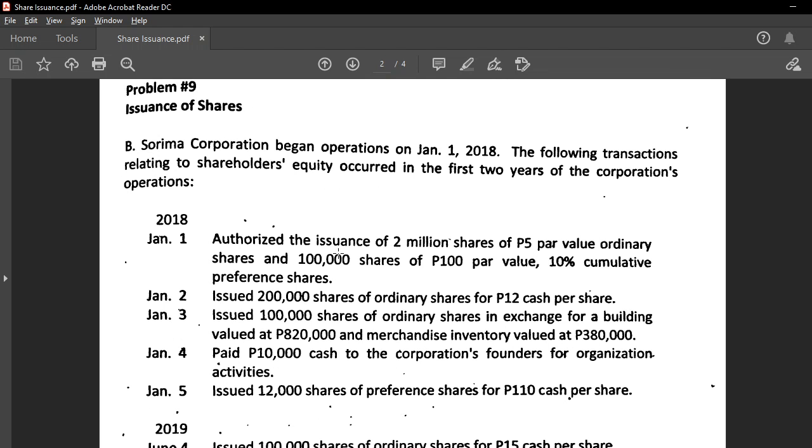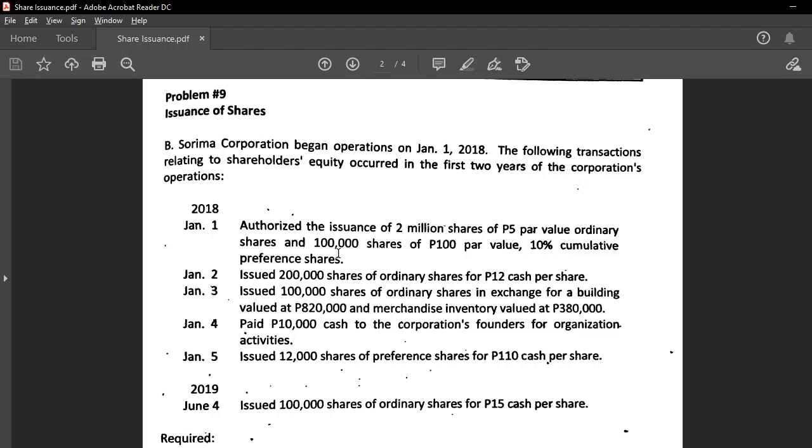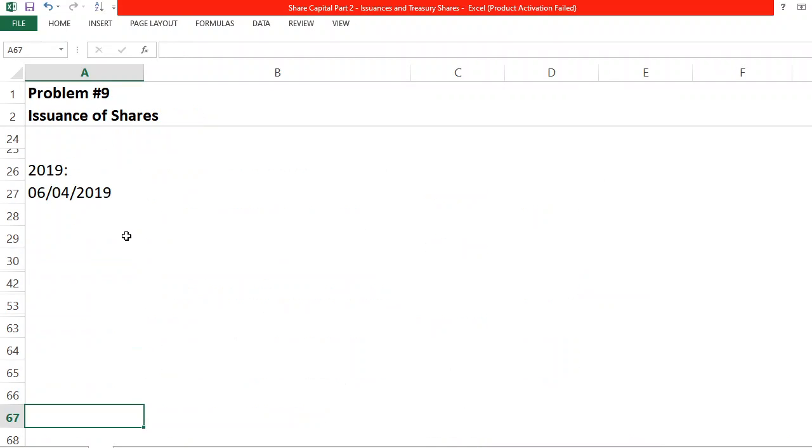Now, let's proceed to problem number 9. Share issuance pa rin naman. Kaya lang, later on, what's new about this is, meron siyang preference share, and then meron din siyang cumulative. So if you want to read the whole problem before proceeding to the answer, you could just pause the video. First, we are required to prepare journal entries.